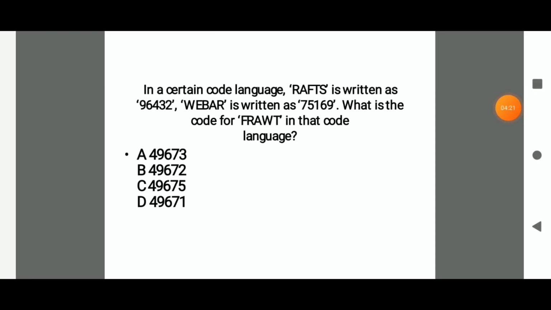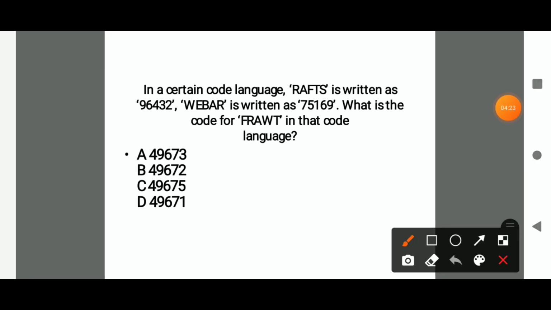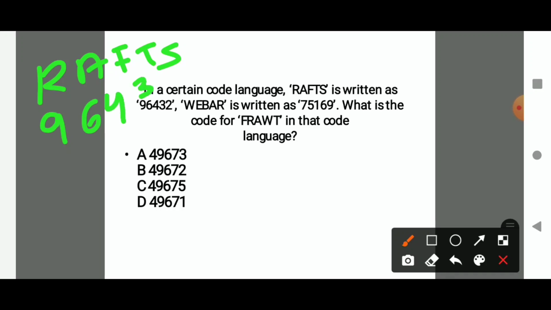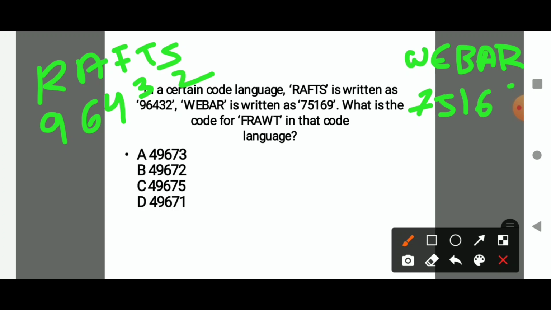The next one is coding. Rafts is coded as 96432. And the next one is Weber. Weber is coded as 75169. What about the fraft? So let us search for the logic.